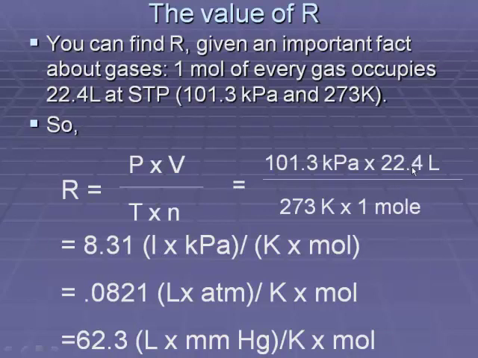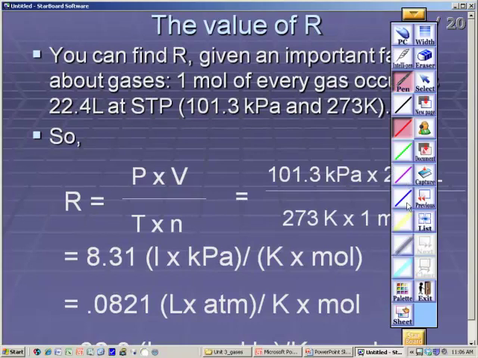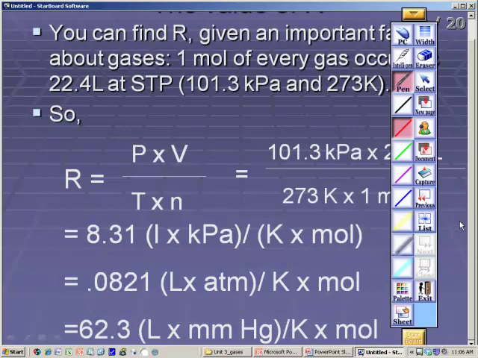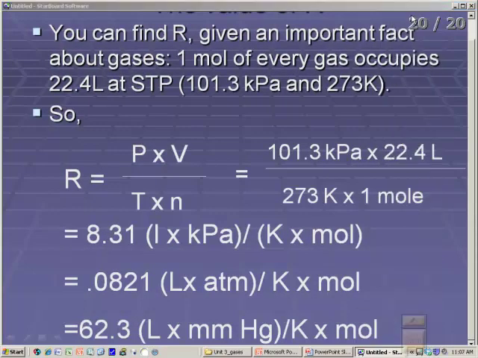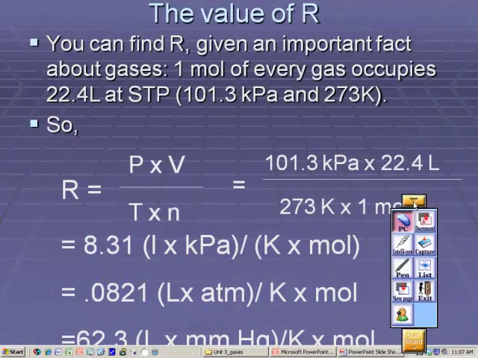R can equal, depending on the pressure, so this is super important that you remember it depends on the pressure. R can be 8.31 if you're talking about kilopascals. It can be 0.0821 if you're talking about atmospheres, or it can equal 62.3 if you're talking about millimeters of mercury. So there are your 3 values of R, the ideal gas law constant, and it depends on what value of P you're using.